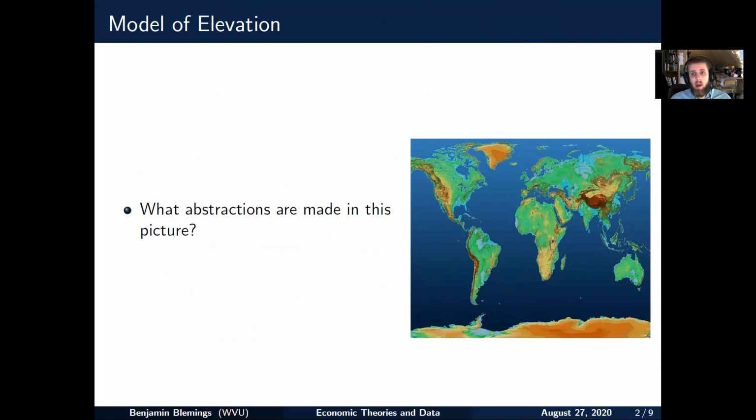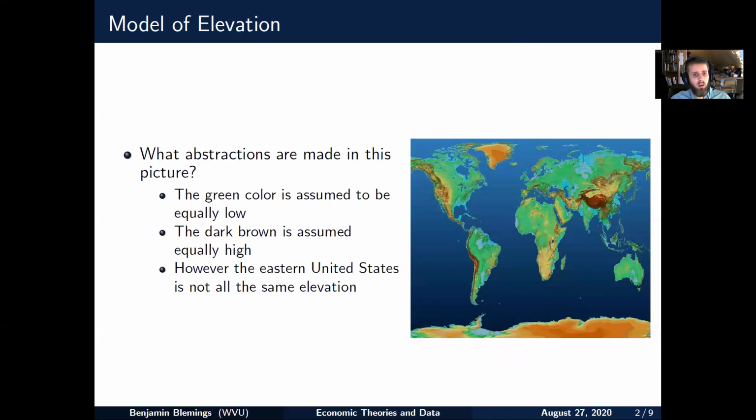This map right here is itself a model because we're abstracting away from some of the details in real life to help us gain insight into a problem. And that problem is, what is elevation like across the world? So you have to think about what abstractions are actually made in this picture of elevation in the world. Some things you could list off would be that the green color is assumed to be equally low. So it's basically telling you that there's no difference between North Dakota up here or Minnesota and Iowa.